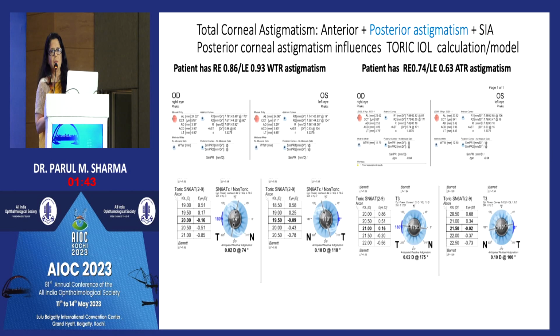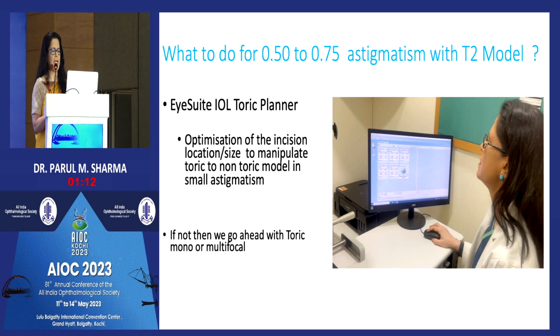Posterior corneal astigmatism will affect your toric calculations, and this is an example to show you that. If you look here, the patient has a 0.86 and a 0.93 with-the-rule astigmatism, but because of the posterior corneal compensation, this patient has a non-toric model. But if it is against the rule, you almost need a T3 kind of a model. So not for us to do anything, the machines calculate and tell you as much, but it's important to be aware that this is how the astigmatism and the models will vary.